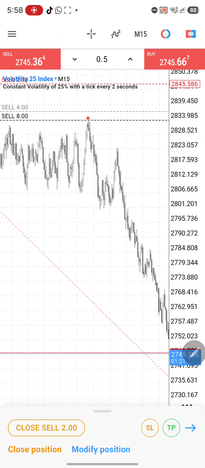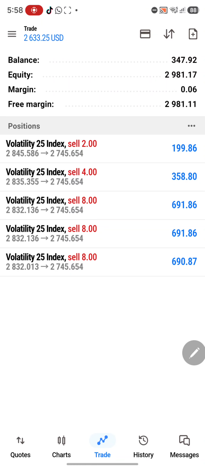Here I stacked in more position, and as you can see, the position that I stacked in, lot size 8, was on the last part, and I'm floating. I think by the time this trade is done, I should be sitting around 3 to 4k.